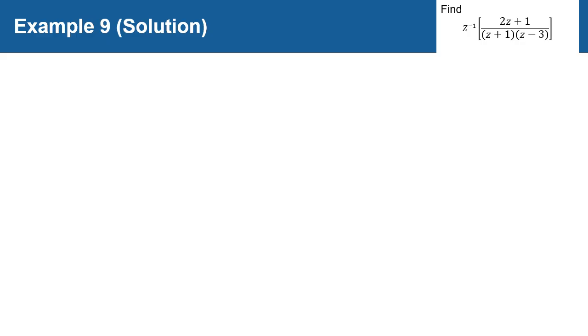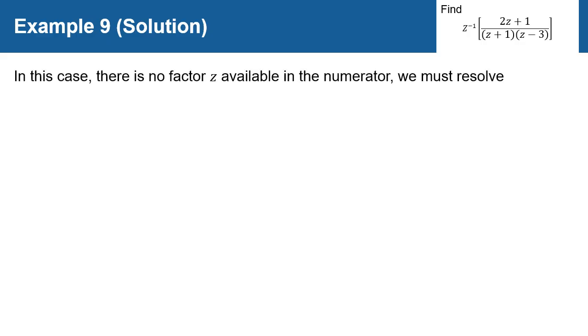Next example, find the inverse z transform of (2z + 1) over (z + 1)(z - 3). Solution of this: in this case, there is no factor z available in the numerator, so we must resolve Y(z) equal to (2z + 1) over (z + 1)(z - 3).